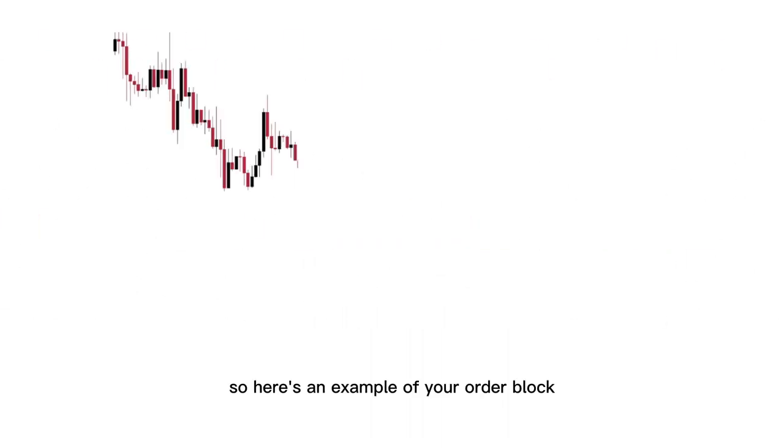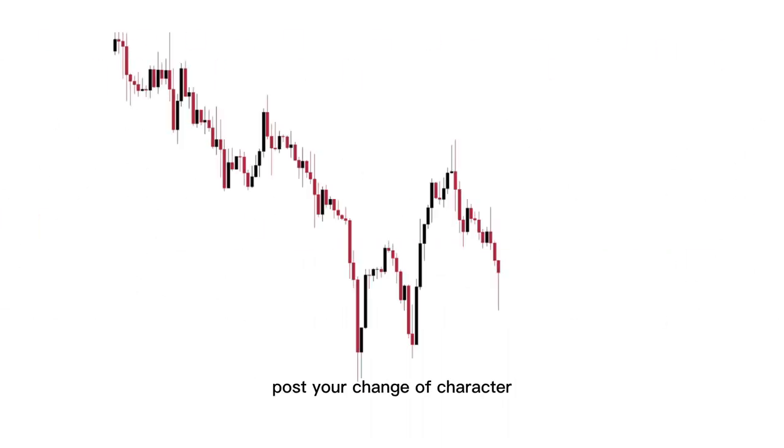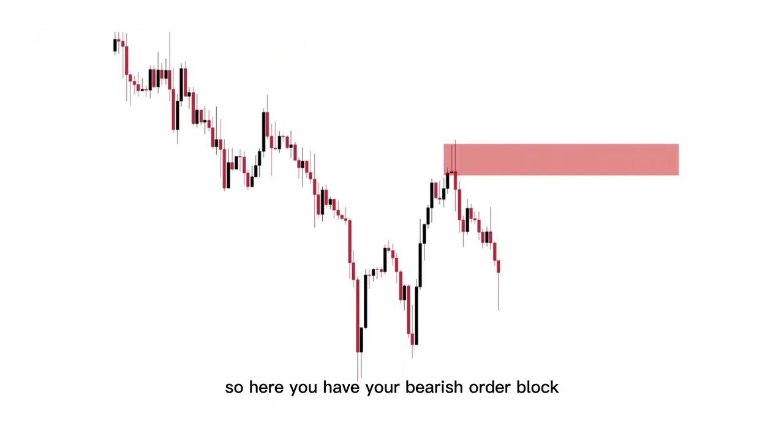So here's an example of your order block post your change of character. Here you have your bearish order block, and this order block occurred after your major structure break. So what does this major structure break indicate? It indicates that price no longer wants to be bearish and is trying to find more buy orders to start a bullish cycle. So selling into this would be going against all the buying orders.